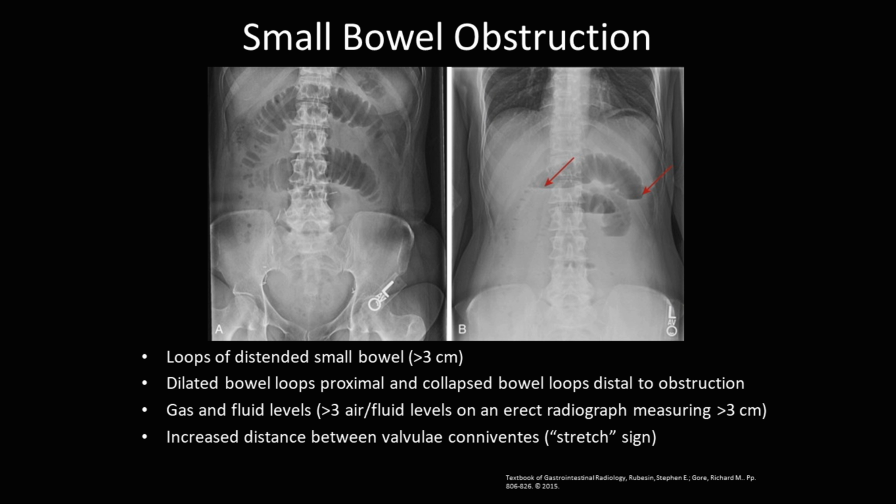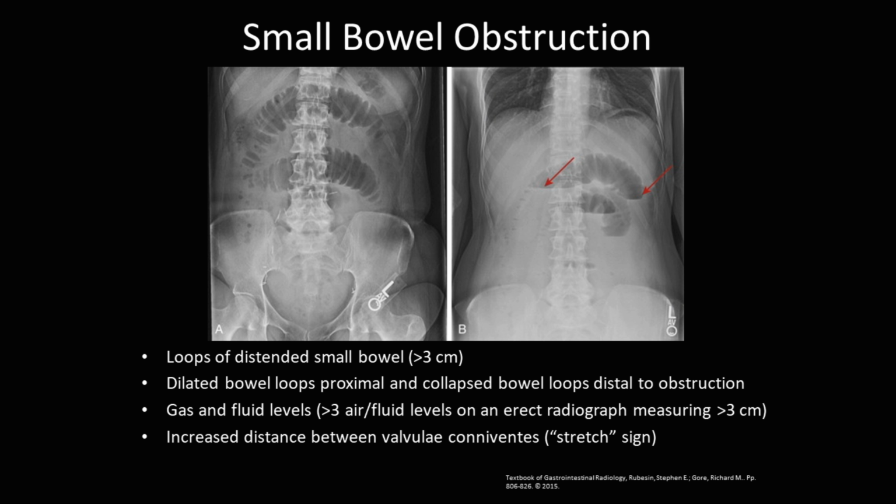Small bowel obstruction, oftentimes we start with a flat plate to see what we can see from that first. This is the image that we looked at earlier. When the patient is lying down supine, you can see that there's distended small bowel and that those valvulae are stretched out. So the loops of distended small bowel are greater than 3 centimeters. If we measured this in a PACS system, we would see that it's greater than 3. Dilated bowel loops proximal and collapsed bowel loops distal to the obstruction. So if you look here, you can't see air within the larger bowel or in the rectum. And that's a clue that maybe we have a small bowel obstruction.